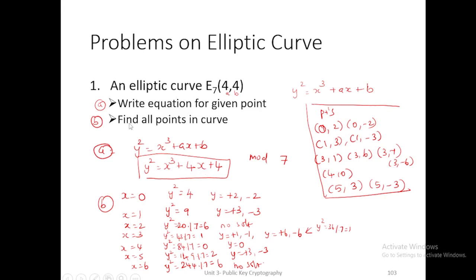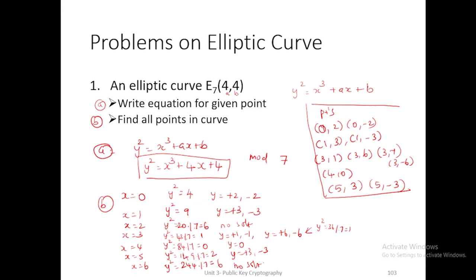Then the second part is to find all points in the curve. So the point should be less than 7, that means from 0 to 6. So this is the equation which will be framed with the help of E7 of 4, 4. You substitute the x values from 0 to 6 in this equation and find the value. So if you substitute 0, y squared equal to 4. So y is equal to plus 2 or minus 2. But minus 2 does not occur in mod equations, so you just ignore it.